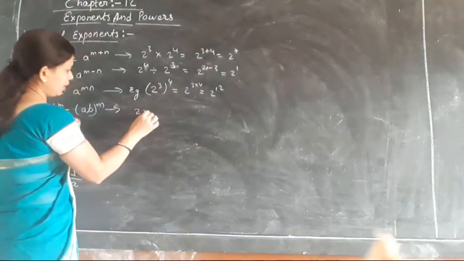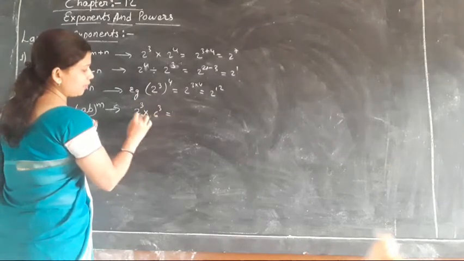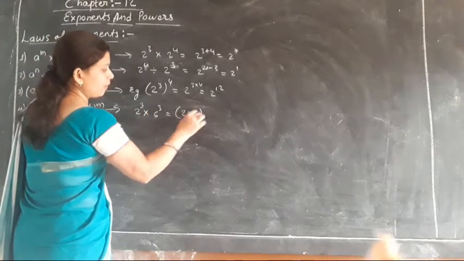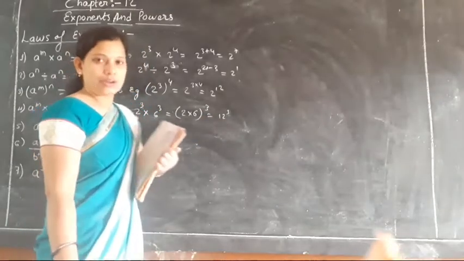2 to the power 3 into 6 to the power 3. Here you can see that bases are different but the powers are common. So 2 into 6 whole to the power 3 will be there. So 2 into 6 will be 12, 12 to the power 3. Like this you have to solve.